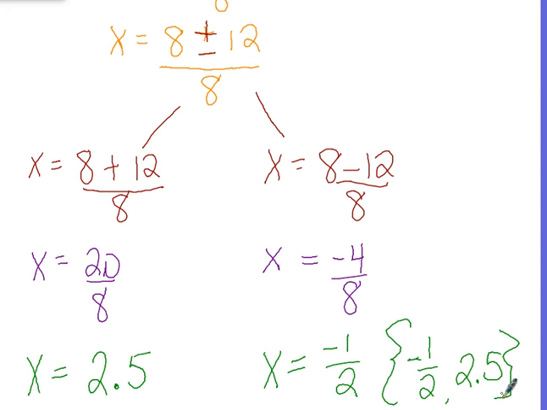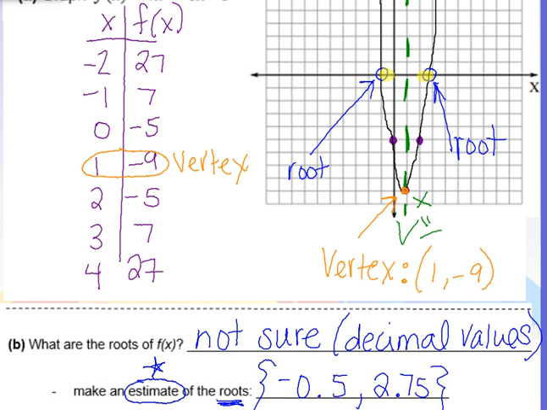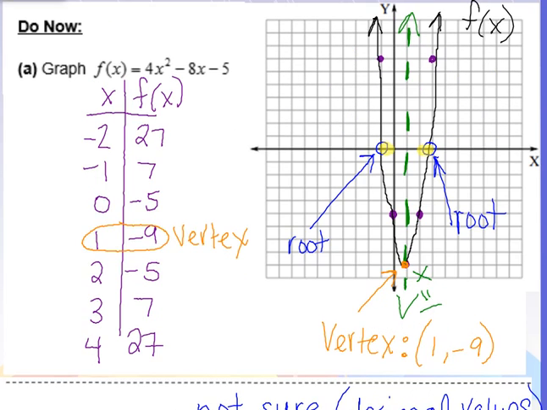And let's take a look back at our do now and see how good our estimates were from before. Let's see. I had predicted that the root on the left was negative 0.5. And yes, we got it. Okay, it really is supposed to be in between here if I graphed it a little bit more accurately. And the root on the right, I had predicted mine to be about 2.75. But we can see, in fact, according to the quadratic formula, it's actually 2.5.